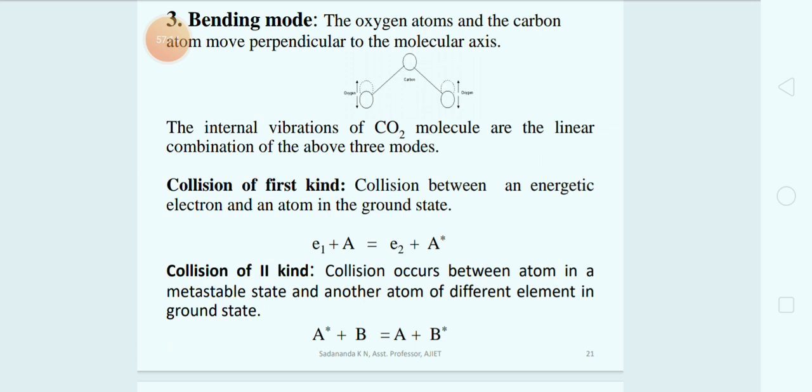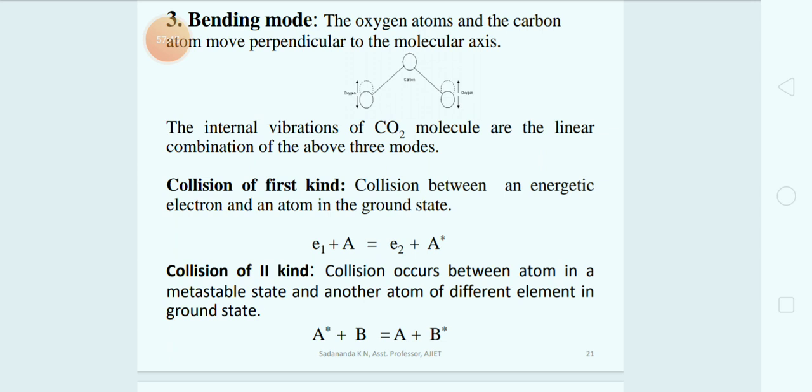As a result, a part of the energy is taken by the electron and is transferred to the atom, and the atom moves to the higher energy state. This process is called the collision of first kind. So here the atom in the ground state absorbs part of the energy from the electron. Therefore the atom is excited to the higher energy state, and this is called the collision of first kind.